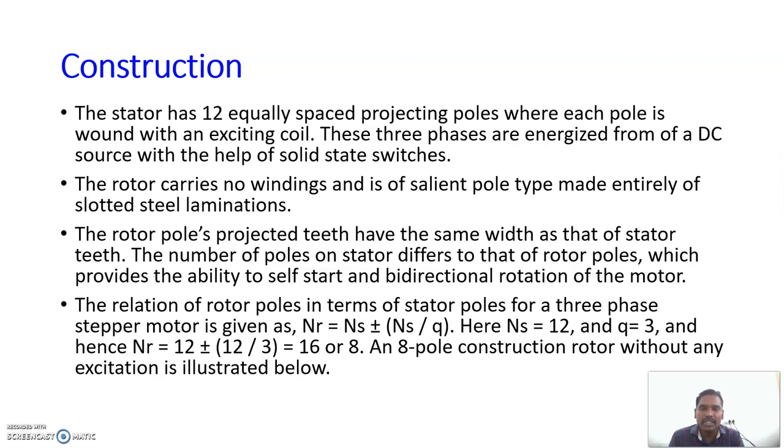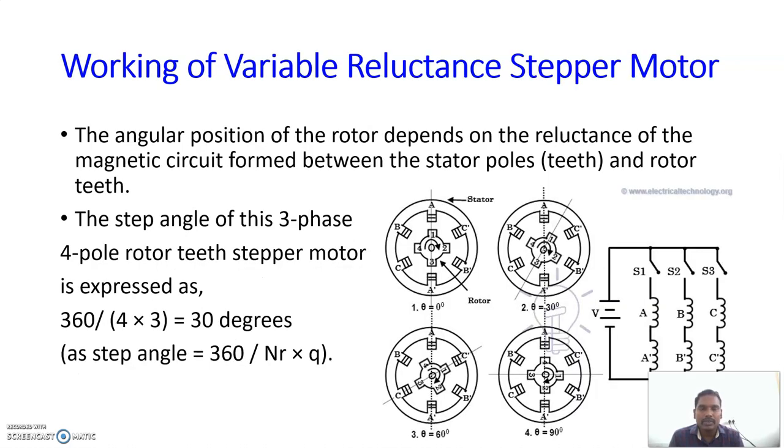The number of poles on the stator differs from that of the rotor poles, which provides the ability to self-start and bidirectional rotation of the motor. Okay, so these are the things we discussed. So this is the variable reluctance type. This is the pictorial representation of the cross section and the working of your variable reluctance stepper machine. We have phases A dash, B dash, and C dash in the stator part. We have 3 phases, and we are going to give the 3 phase supply through the solid state switches S1, S2, and S3.